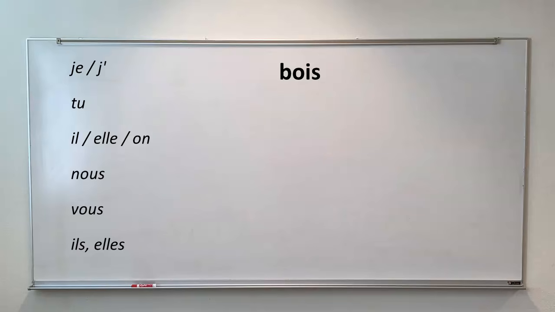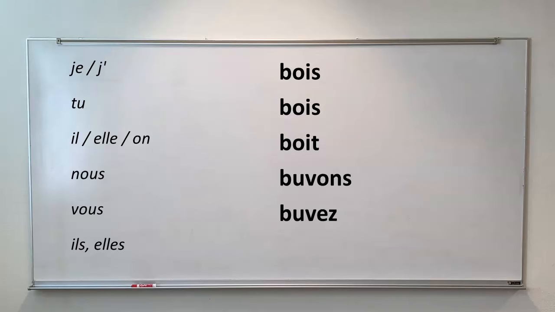If I want to say I drink, je bois. Tu bois, you drink. Il, elle, or on boit. Notice there's a T ending for this one. For the nous form, it's buvons. Vous buvez. Ils, elles boivent.